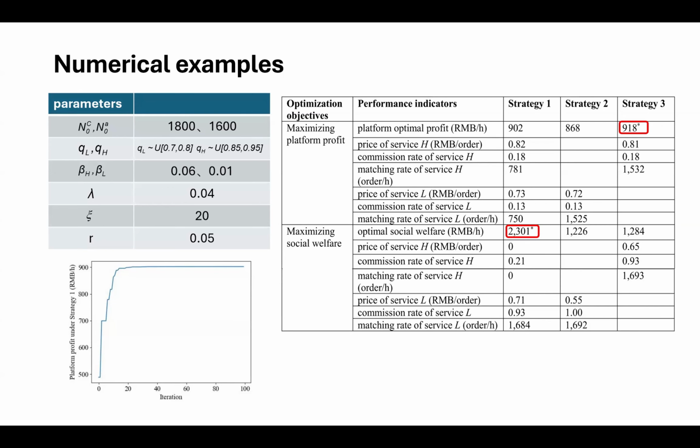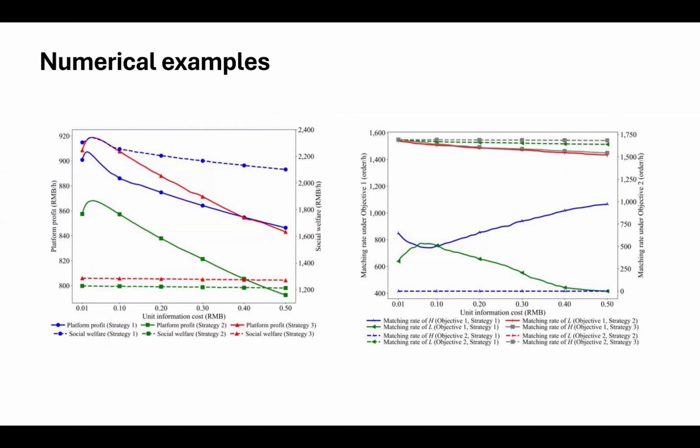Next, we conduct a sensitivity analysis with respect to the unit information cost. Let's first look at the figure on the left. The solid line represents objective 1, platform profit maximization, while the dashed line corresponds to objective 2, social welfare maximization.